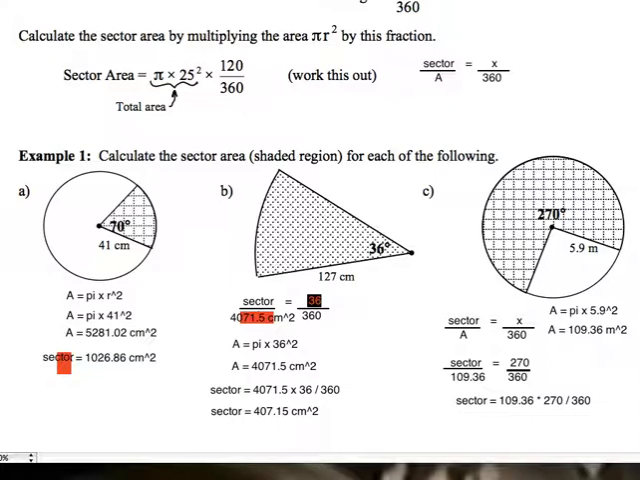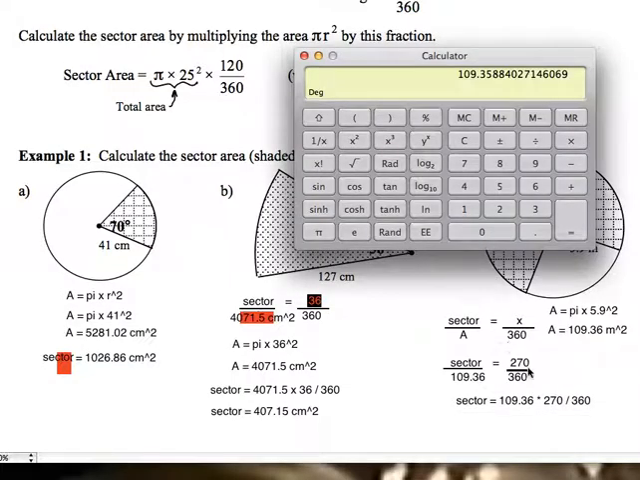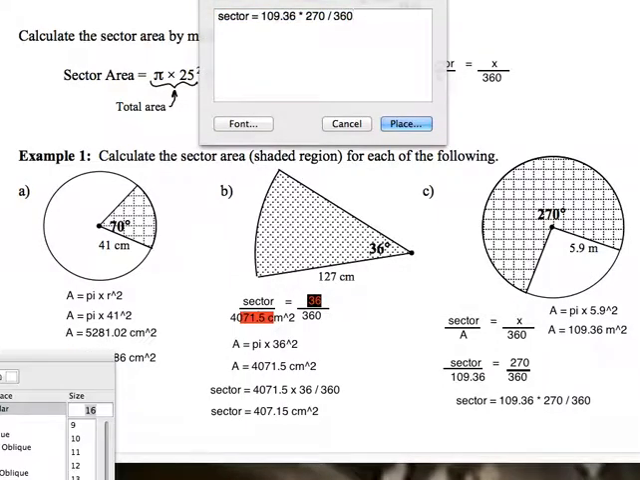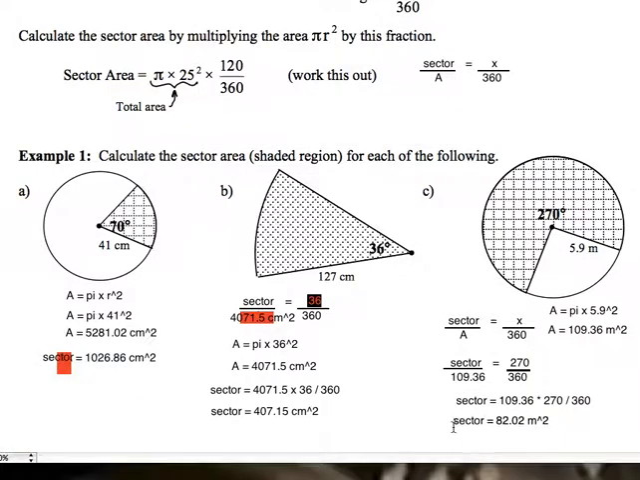So let's do the calculations. Again, my calculator remembers that it's not exactly 109.36. There's a lot more decimals than that. So it takes that number, which I've kept in my calculator, I multiply it by 270, I divide that by 360, and I get my sector area, 82.02 meters squared. The sector area is 82.02 meters squared.